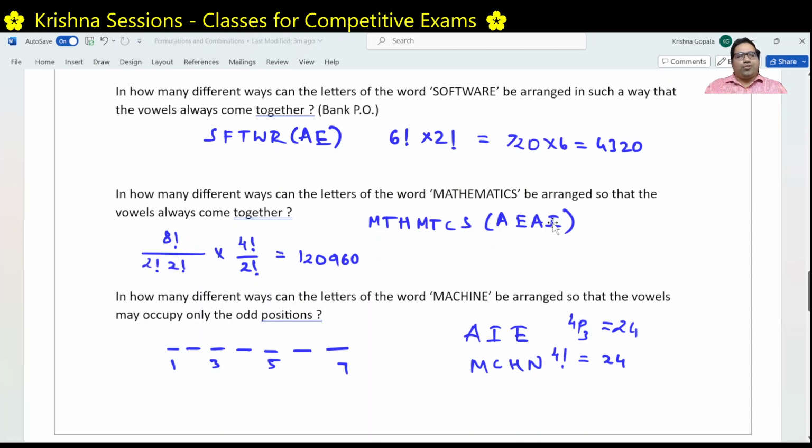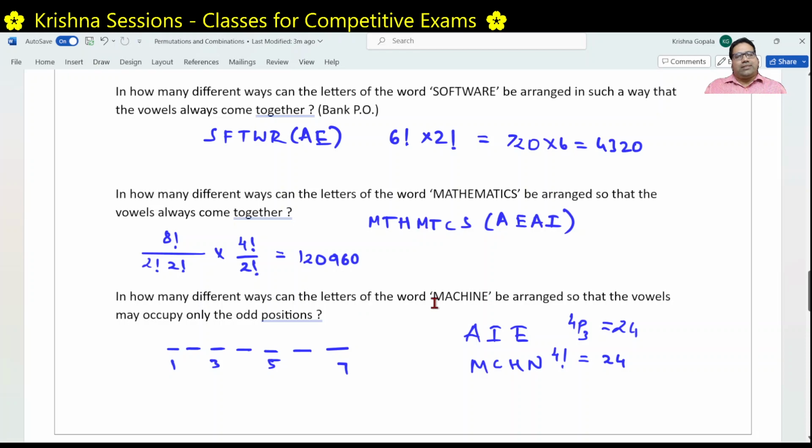Now after that, these 4 vowels can also be ordered in different ways. How many ways can these 4 be ordered? 4 factorial by 2 factorial, because A is repeating twice. So basically, when we are pulling out all vowels and assuming all vowels are a single letter, the total permutations are 8 factorial by 2 factorial into 2 factorial. Now even these vowels can be ordered in 4 factorial by 2 factorial ways. So what is the total number of ways? This into this, which becomes 120960.